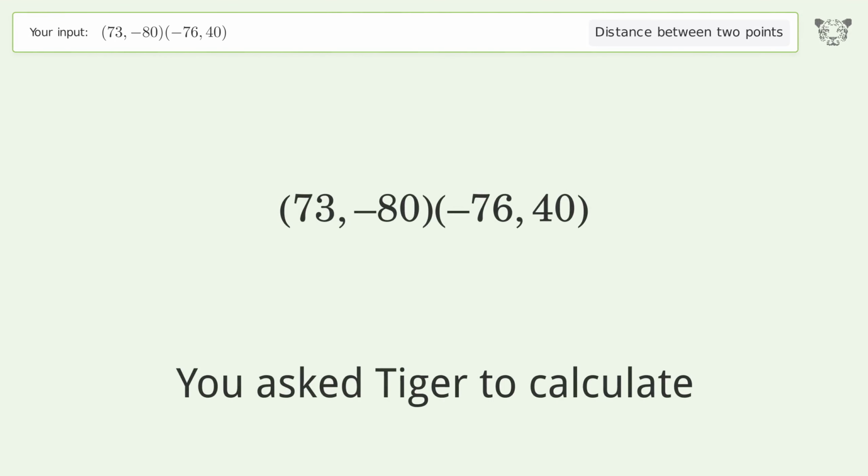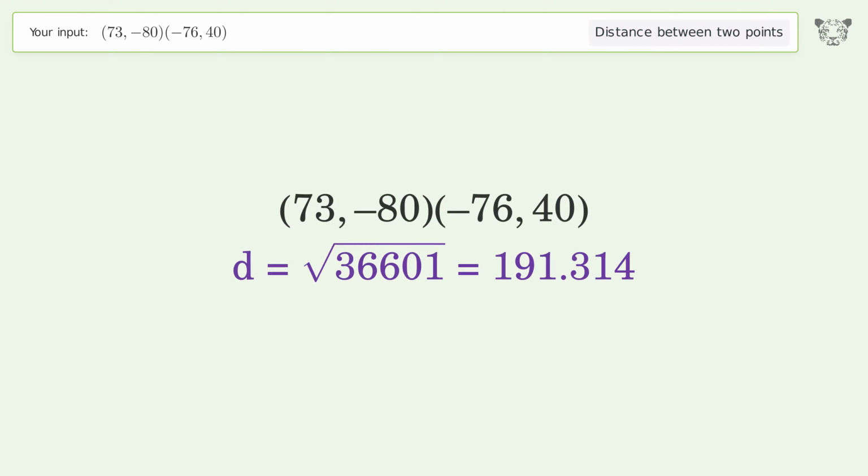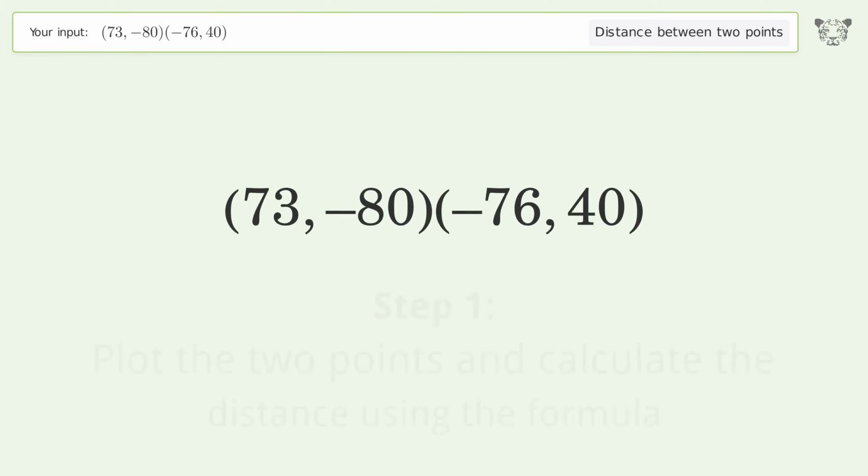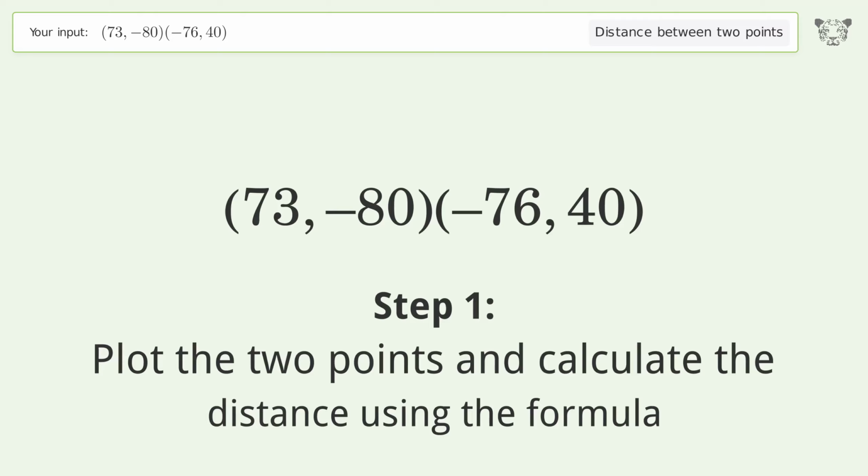You ask Tiger to calculate. This deals with the distance between 2 points. The distance between the 2 points is the square root of 36,601 or 191.314. Let's solve it step by step. Plot the 2 points and calculate the distance using the formula.